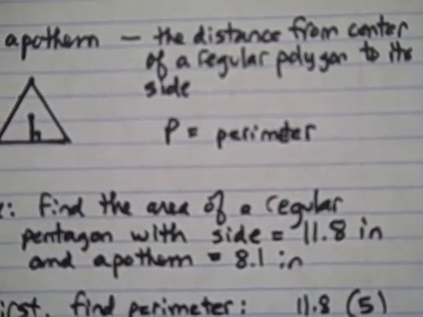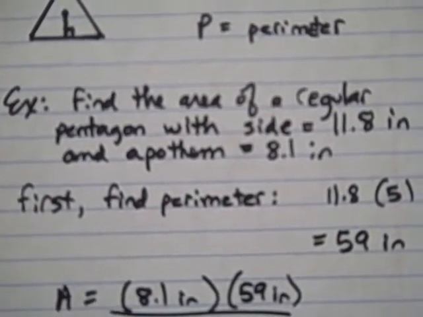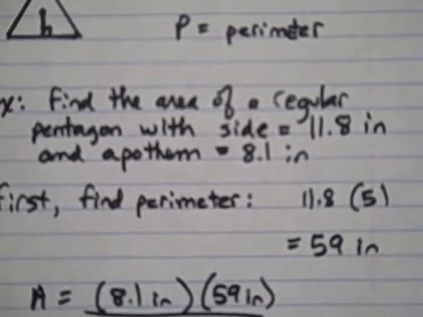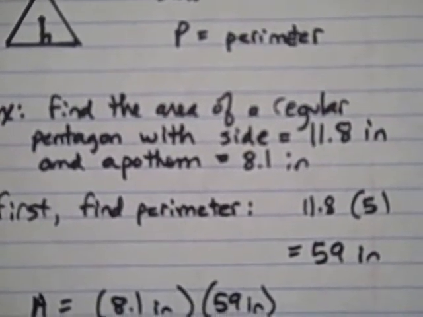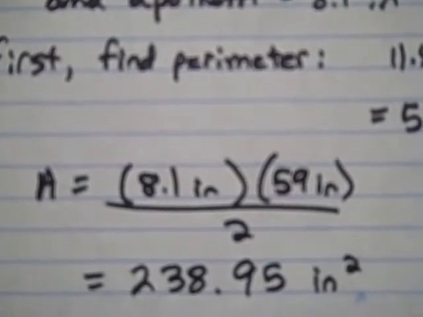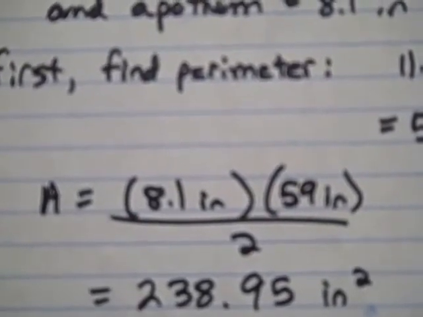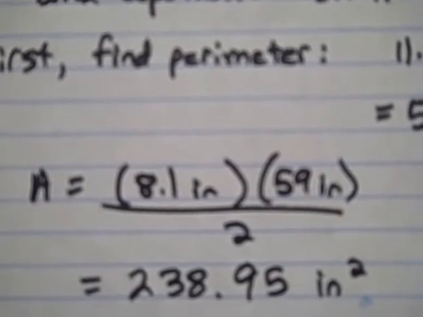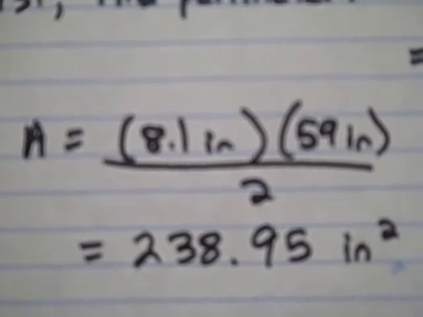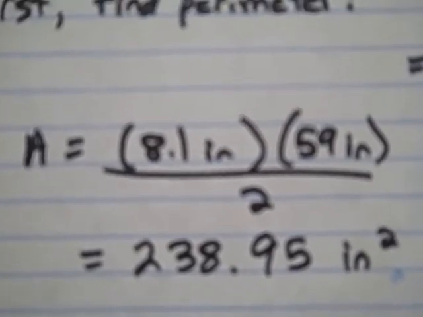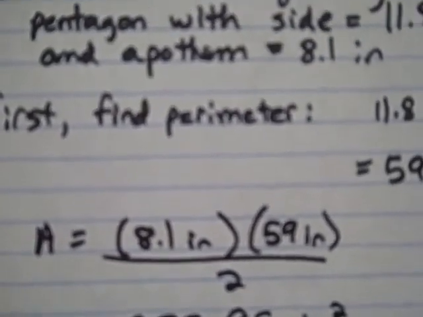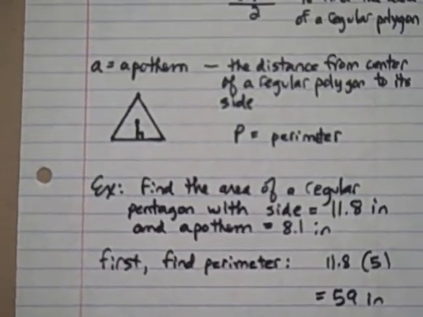What are we going to do? Well, first we're going to have to find the perimeter. Since a pentagon has 5 sides, and this is a regular one, we'll just multiply the side by 5. And get 59 inches. Now we're ready to plug it into the formula. The apothem, 8.1 inches, times the perimeter, 59 inches, divided by 2. And our answer comes out to be 238.95 inches squared. And that's the end of the second part of Chapter 11, Section 4, Areas of Regular Polygons.